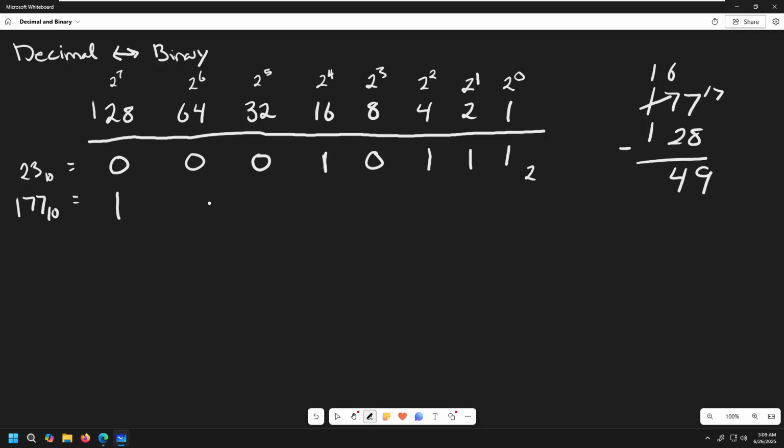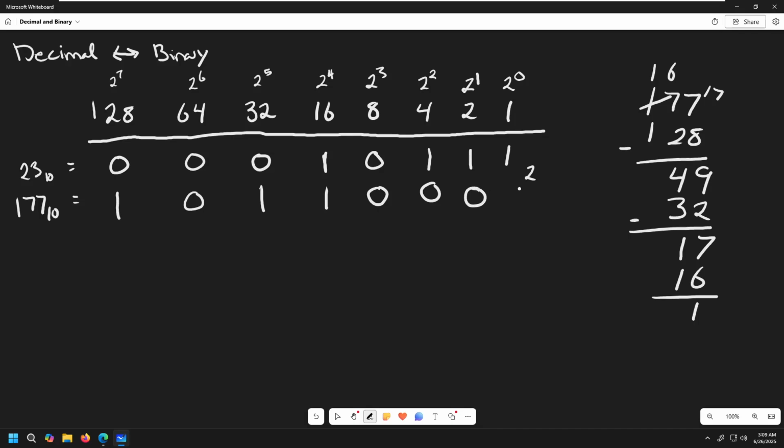Is 64 less than 49? It is not, so that's turned off. 32 is, so that's going to be turned on. Leaving 17. Is 16 less than 17? Leaving 1. So 8's position, 4 is turned off, 2's turned off, and then of course the 1 will wipe us out. So 177 on my application, it came back to 10110001, and that does look to be right.